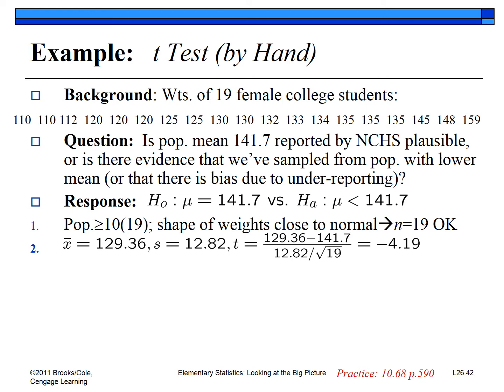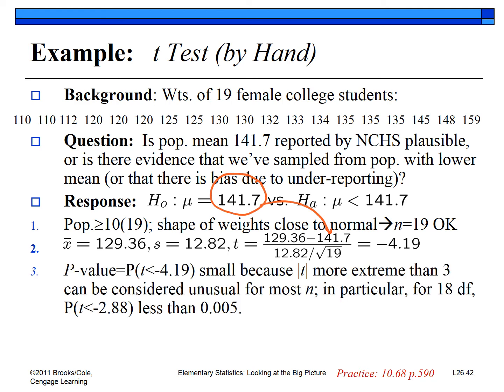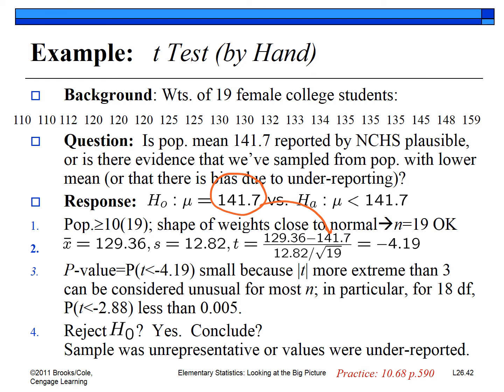So converting to a t-score, we'll take the mean in our sample minus the null hypothesis mean, and divide by the standard error. That's the standard deviation over the square root of the sample size, and we get a t-score of negative 4.19. The p-value for that must be really small because 4.19 is a really extreme value of t. So we reject the null hypothesis. Our sample comes from a different population, or some values were underreported.